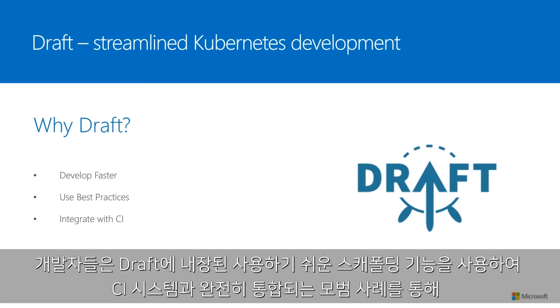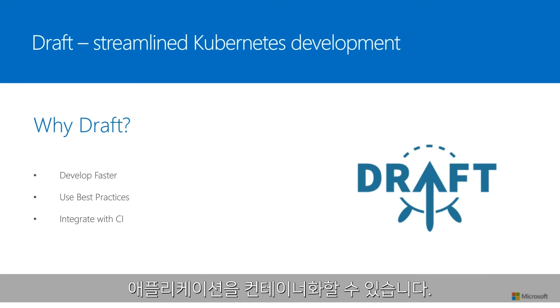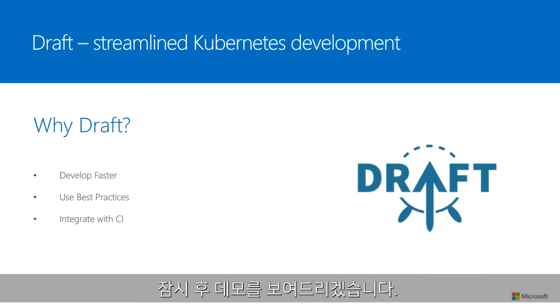They can use simple scaffolding that's built into Draft to get their app containerized via best practices in a way that's going to be friendly with CI systems. And I am going to show you a demo of this in a moment.